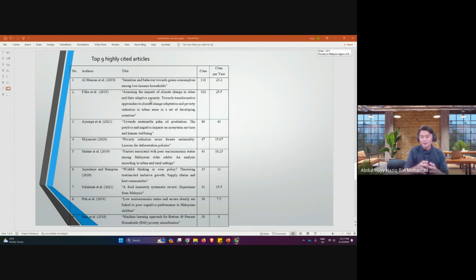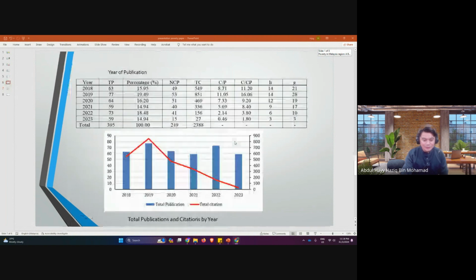And this is because this is poverty in Malaysia regions only. So you can see here, after 2022 it is increasing again because of the COVID-19 pandemic, which we can see hit in late 2019. So overall there is an increasing pattern here that is involved with the COVID studies.